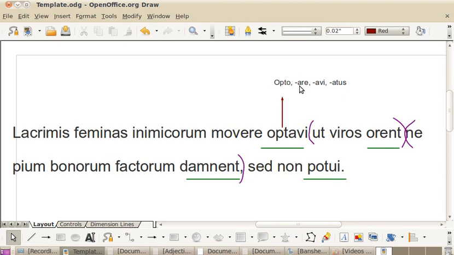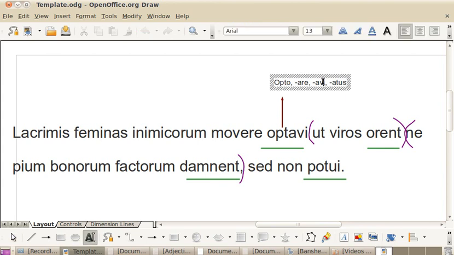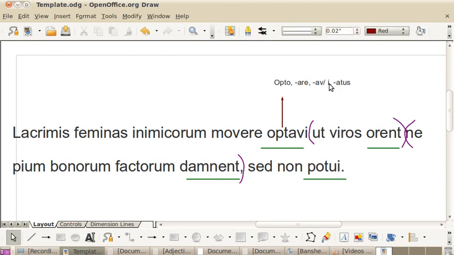Optavi, we see, is formed from the third principal part, a part where we get something called the perfect stem. We remove the I from the third principal part, and that gives us a stem onto which three tenses are built, tenses of the perfect system. Those are the perfect tense, the pluperfect tense, and the future perfect tense.